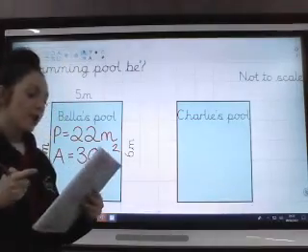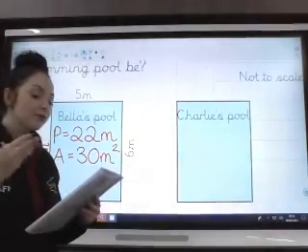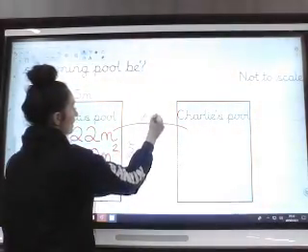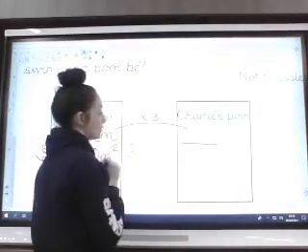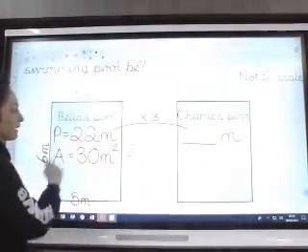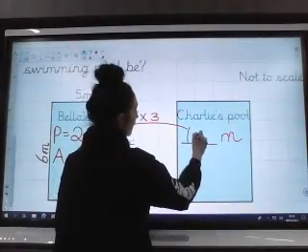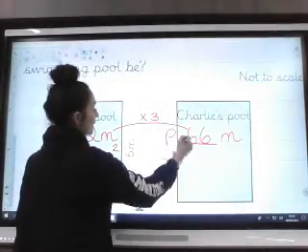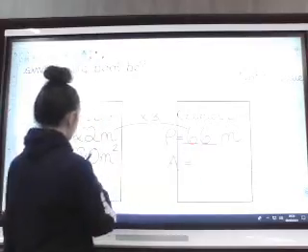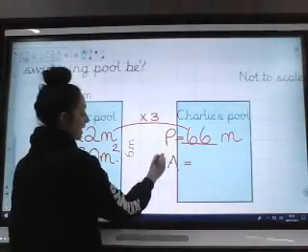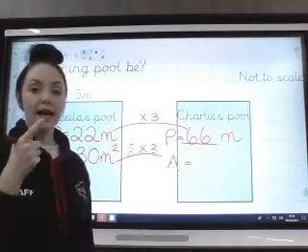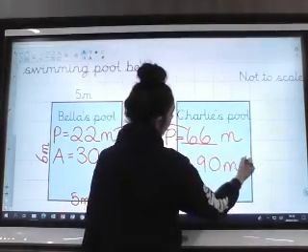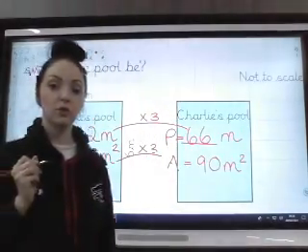Now, let's just read the question again. The perimeter of Charlie's pool is 3 times the perimeter of Bella's. So if we multiply this by 3, that will give us the perimeter of Charlie's pool. You need to do 22 times 3, which would be 66. Let's put a P there so we remember that that's the perimeter. The area then was 30. 30 times 3. I know that 3 times 3 is 9, add my 0 back on is 90. So the area of Charlie's pool would be 90 metres squared.